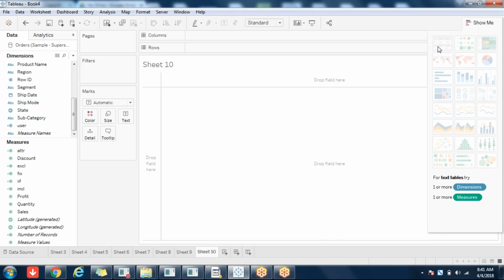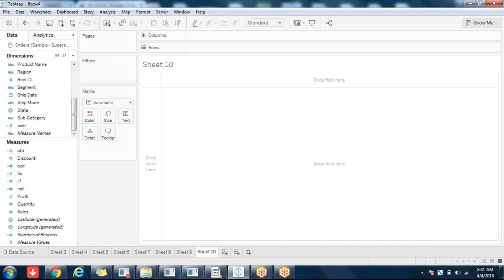If you have 2 or 3 dimensions, of course you can choose some chart, maybe a stacked bar. But if you have 5 or 10 dimensions, what will you do? No other way. You have to go with a text table only. So sometimes you will get mockups, sometimes you will not get mockups.